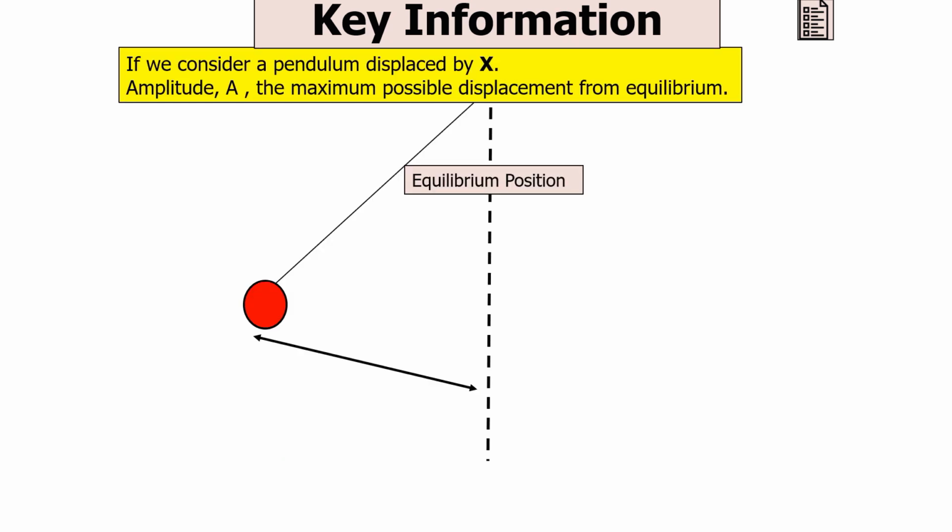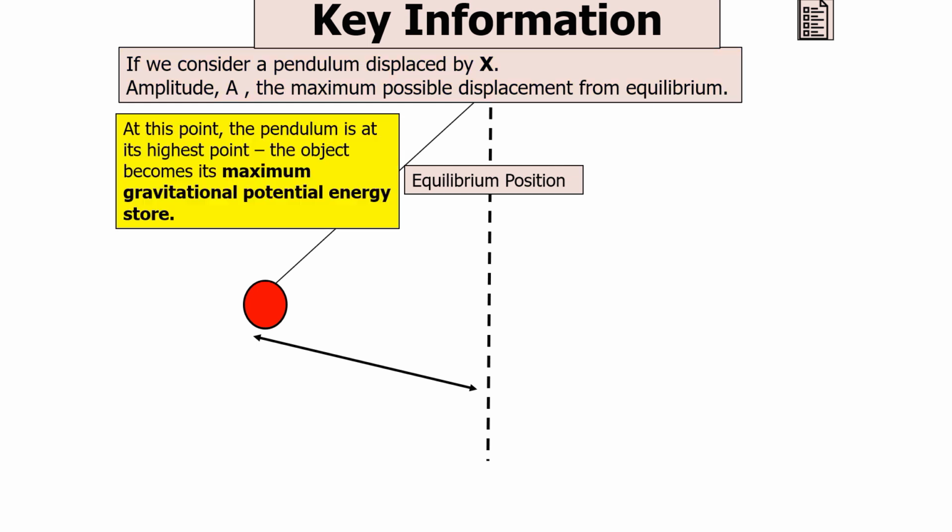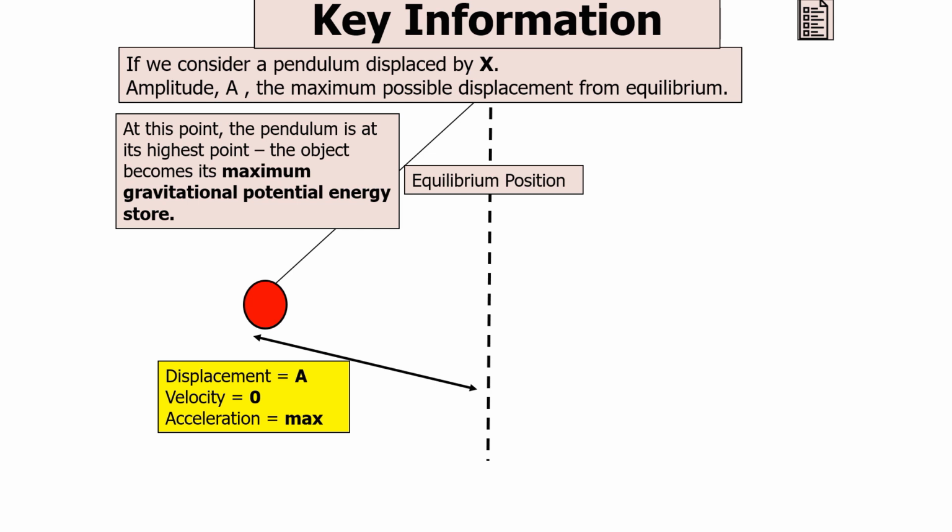So if we consider a pendulum displaced by x, amplitude A being the maximum possible displacement from the equilibrium, at this point the pendulum is at its highest point, so the object will have its maximum gravitational potential energy store. So we can say the displacement is equal to A, the velocity we know is 0, and the acceleration is a maximum.